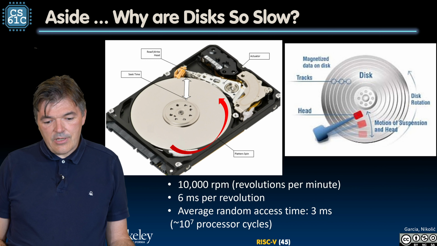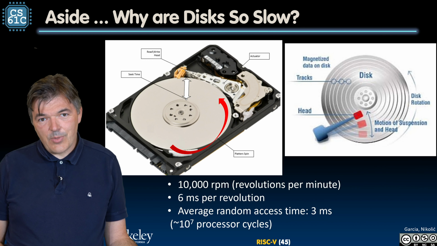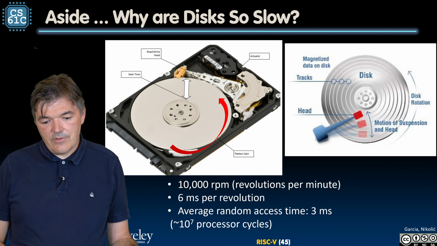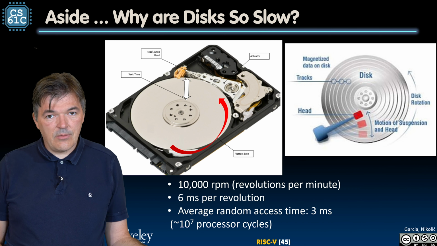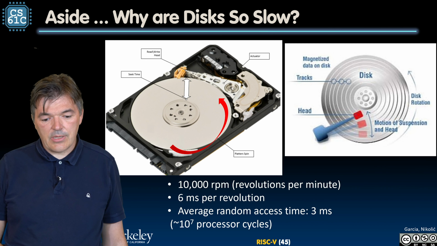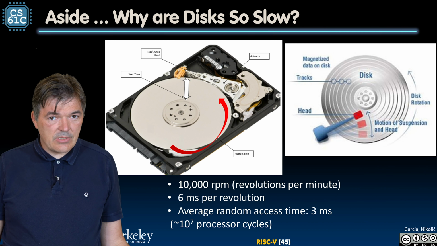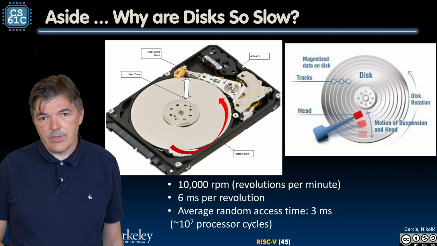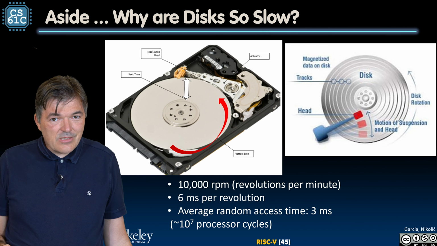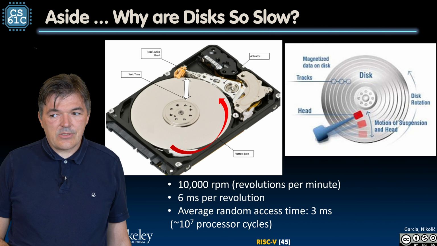If you convert that to milliseconds, it takes about 6 milliseconds per revolution, which means that for this kind of disk, the average random access time will be 3 milliseconds or so, maybe a little bit less. For a typical disk drive with 7,200 RPM, it'll be about 5 milliseconds. That is why this corresponds to 10 million processor cycles.